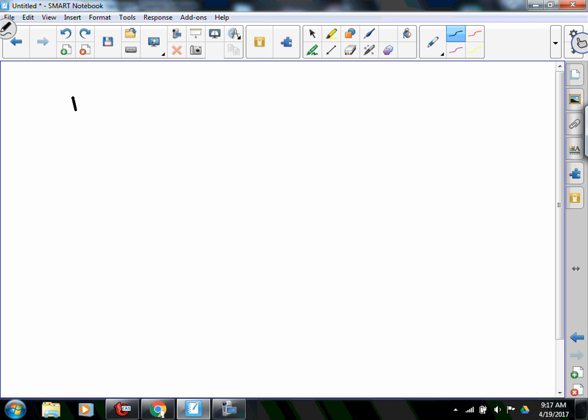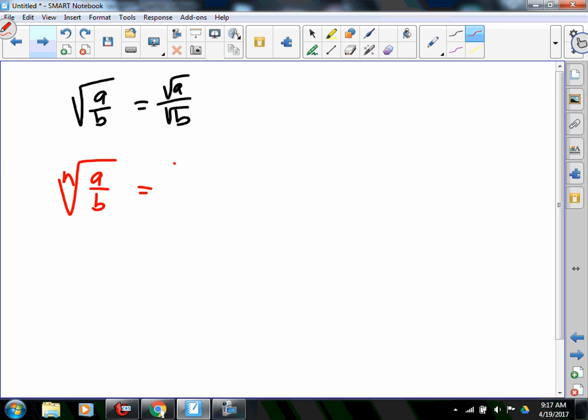So, we saw that the square root of a over b is the square root of a over the square root of b. Similarly, the nth root of a over b can be thought of as the nth root of a divided by the nth root of b. All right? Keep in mind that the index, the root that we're taking, fourth root, square root, cube root, has to be the same in order for this property to work.